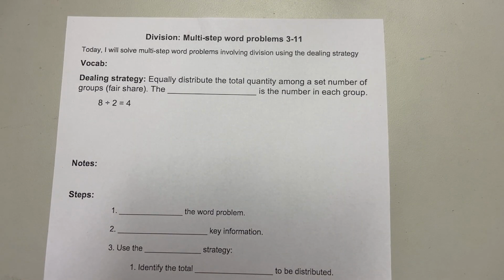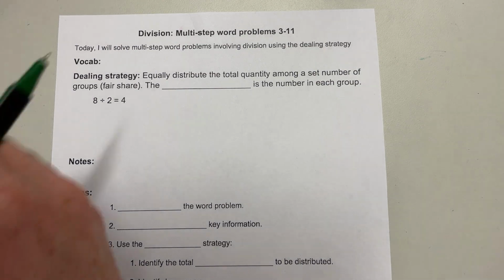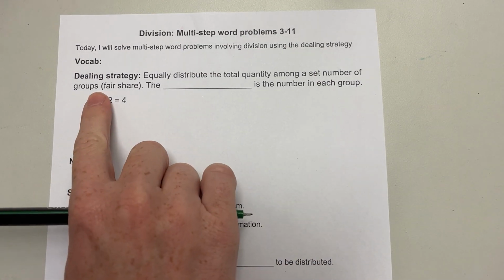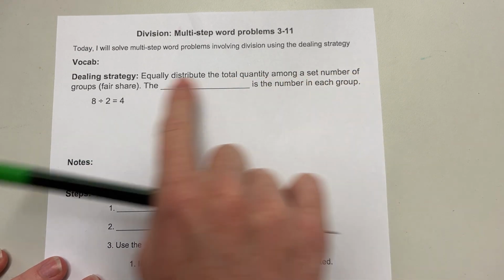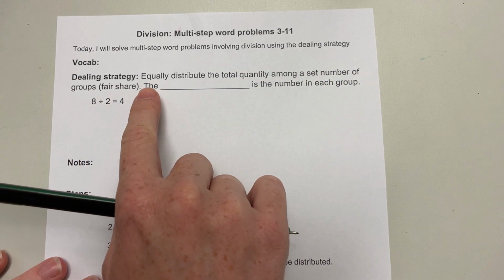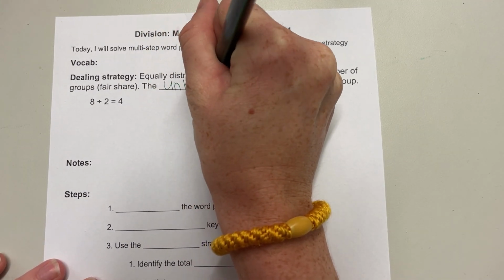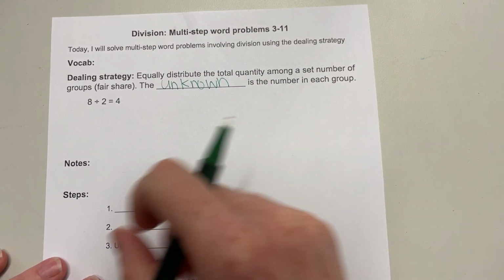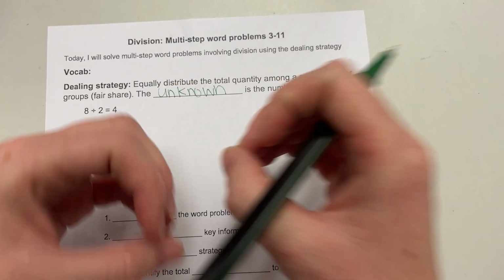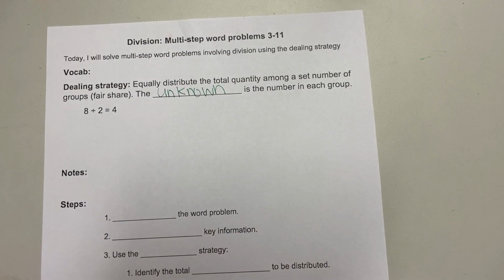And when we're using the dealing strategy, that is our base 10 split up, how we dealt them out to each group. So the dealing strategy is equally distribute the total quantity among a set number of groups, fair share. The unknown is the number in each group. So we had our starting base 10, we had our circles, and then we dealt it out. The unknown was how much was in the circle.